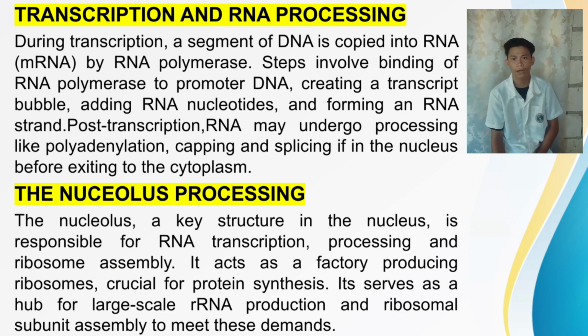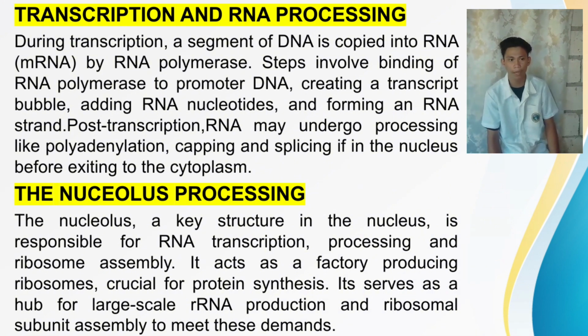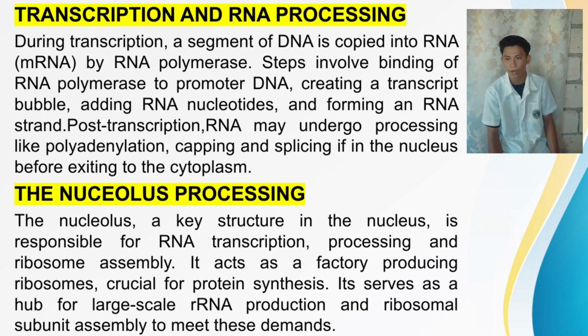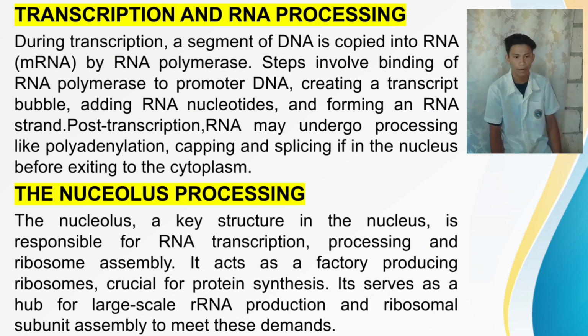Transcription and RNA processing. During transcription, a segment of DNA is copied into RNA, mRNA, by RNA polymerase. Steps involve the binding of RNA polymerase to the promoter DNA, creating a transcription bubble, adding RNA nucleotides and forming the RNA strand.